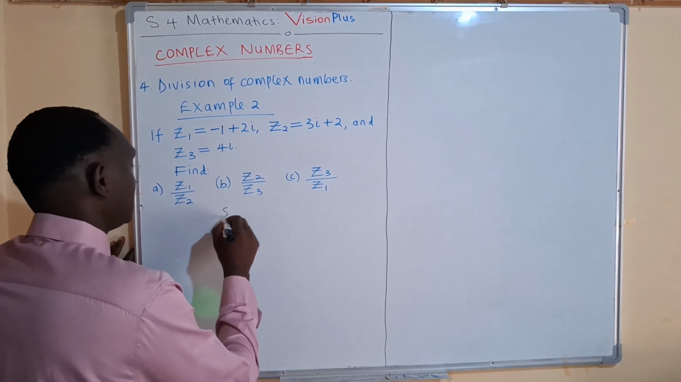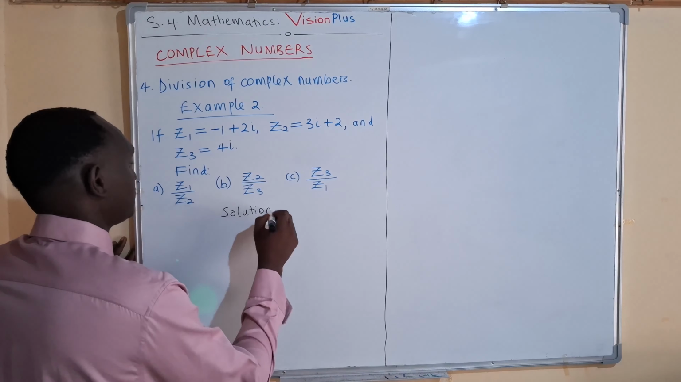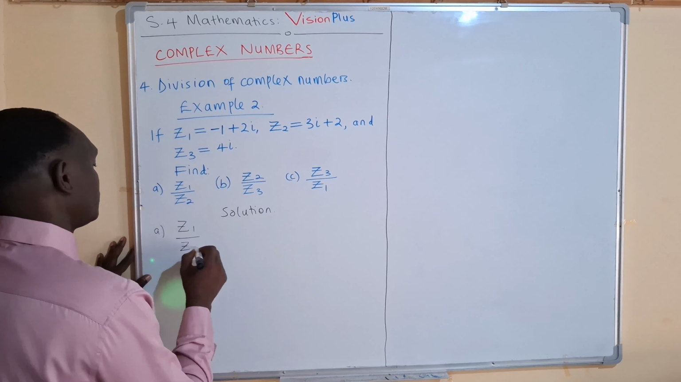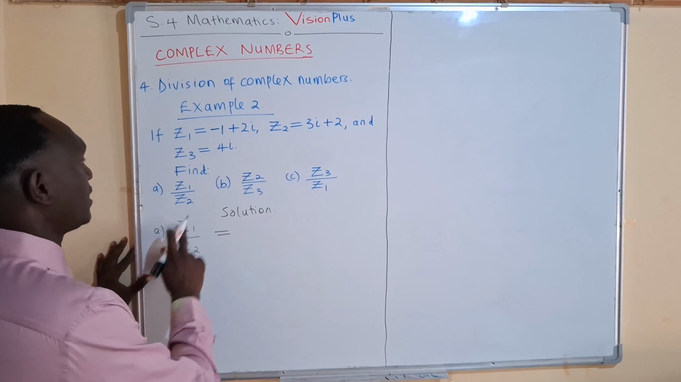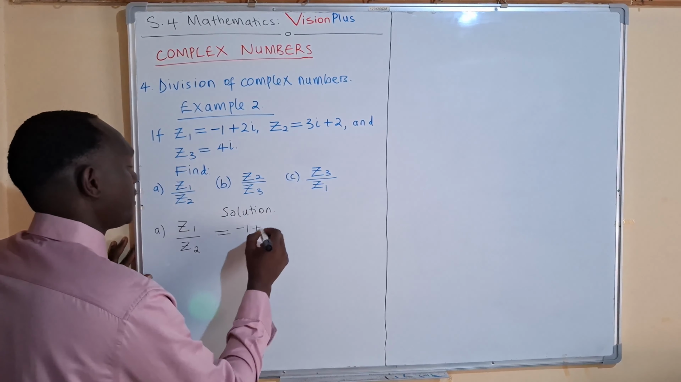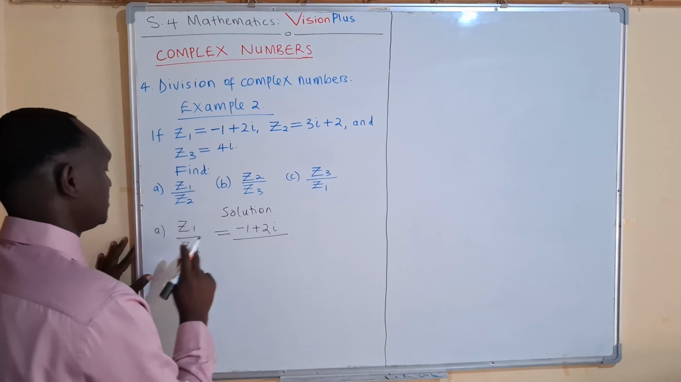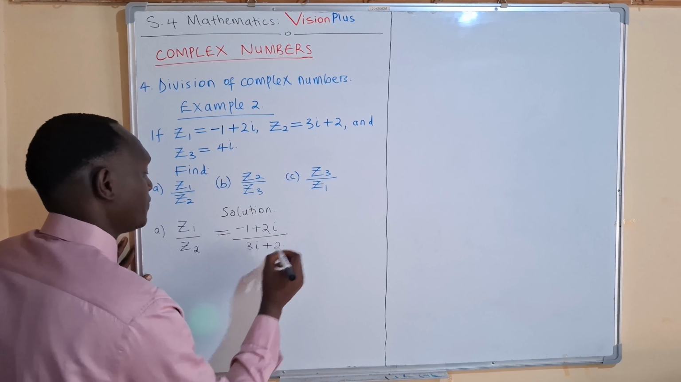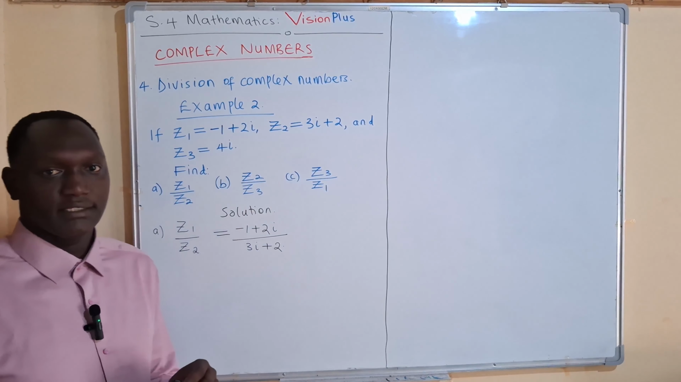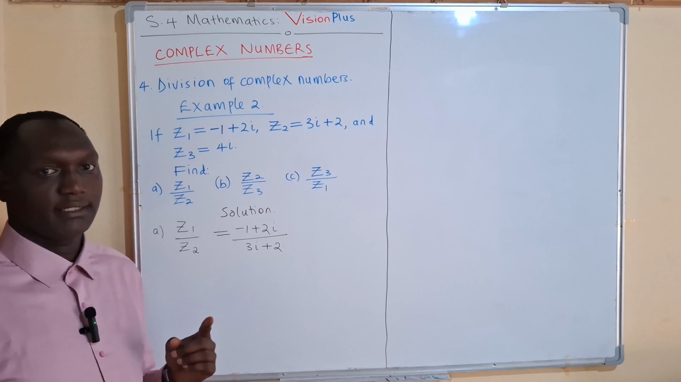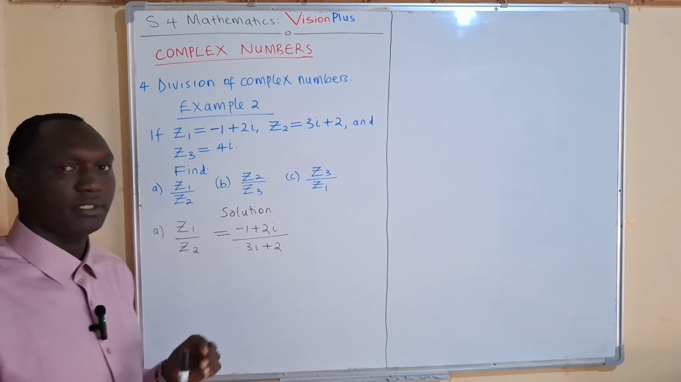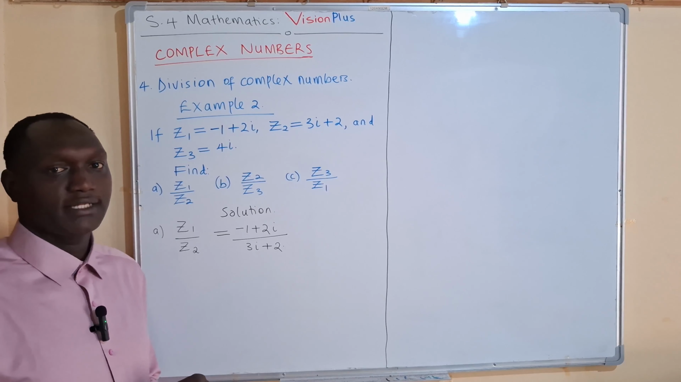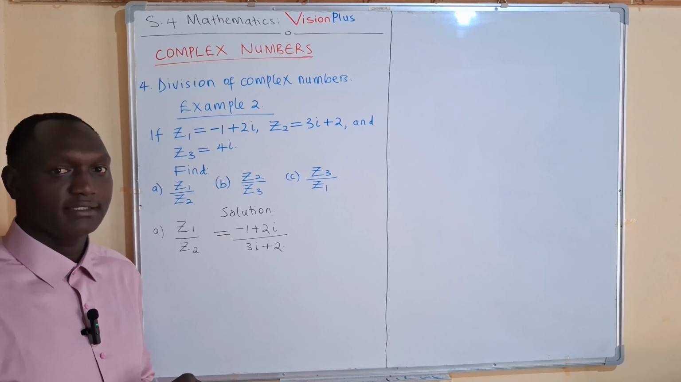So here we shall say solution. For part A, which is z1 over z2, now we need to substitute for z1. What is z1? z1 is -1 plus 2i divided by z2. What is z2? z2 is simply 3i plus 2. Now, when we are dividing complex numbers, our aim is one: we don't need i to be on the denominator. So we'll try as much as possible to make sure that there is no i on the denominator side.